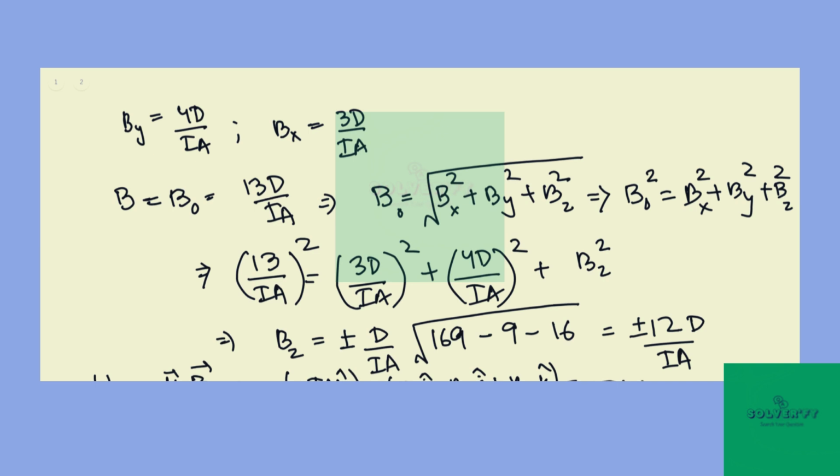And since U, the potential energy, should be negative, we should have Bz to be negative. This means that this is the value of Bz that we should take.